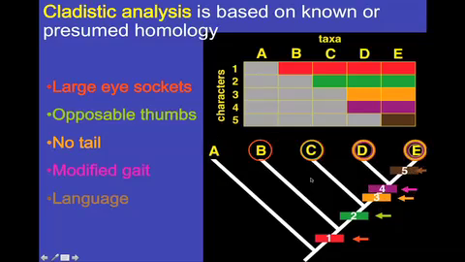So in this particular example, once large eye sockets evolved, then all species kept large eye sockets that diversified within that lineage. Once they had opposable thumbs, all descendant species kept it. Once they lost their tail and started walking around a different way, they kept that trait. And then once we started talking, we'll never stop talking.